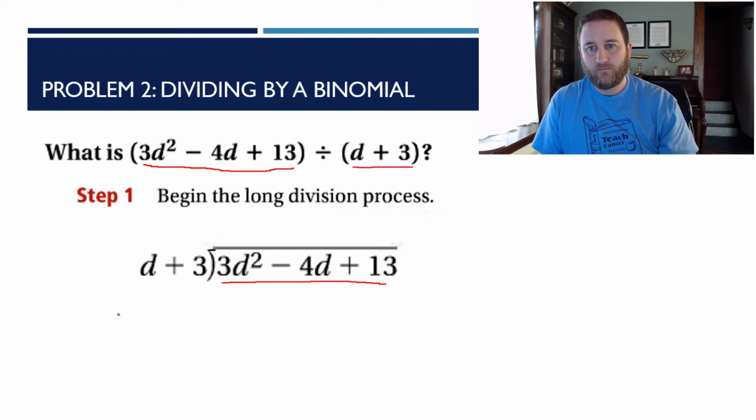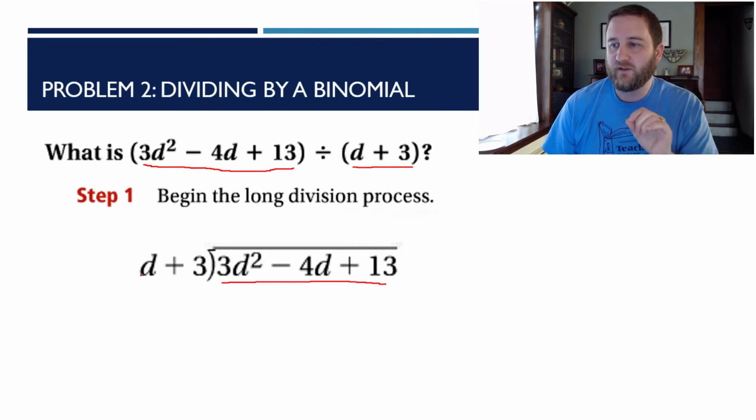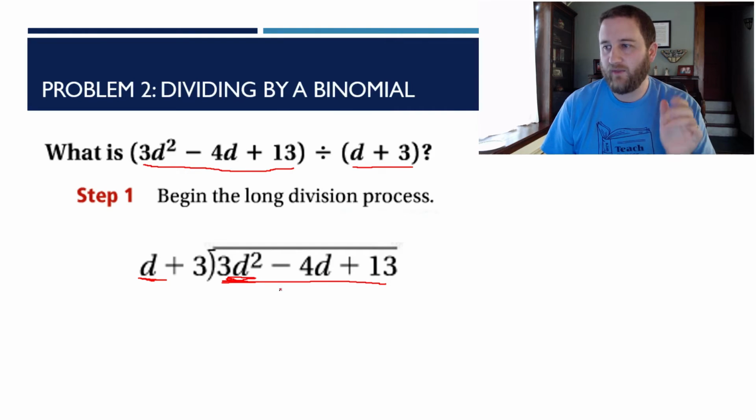Now, how we do this is you want to look at the first term of the d plus 3 and see how many times that goes into the first term of the trinomial, 3d squared. So if you think about that, try doing 3d squared divided by d. Well, you should know that 3d squared divided by d is just going to be 3d.